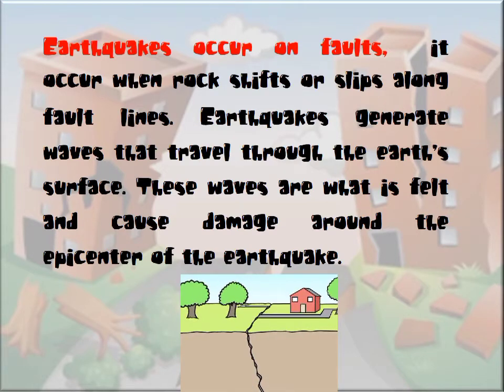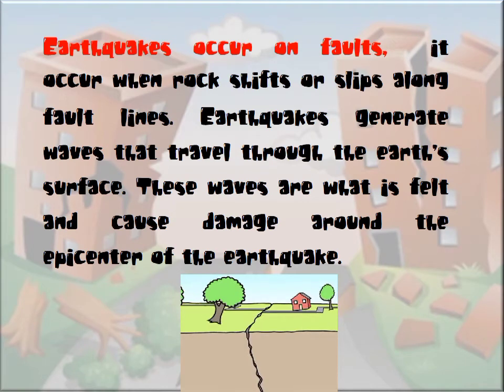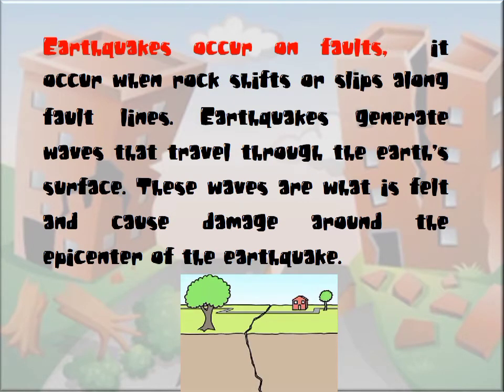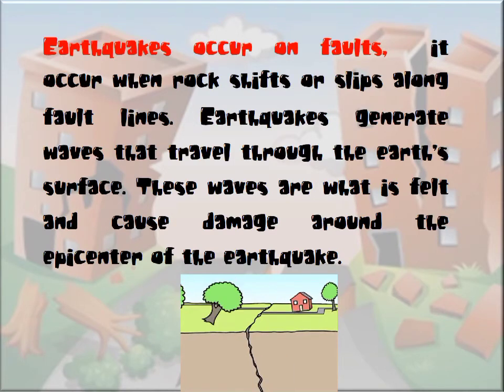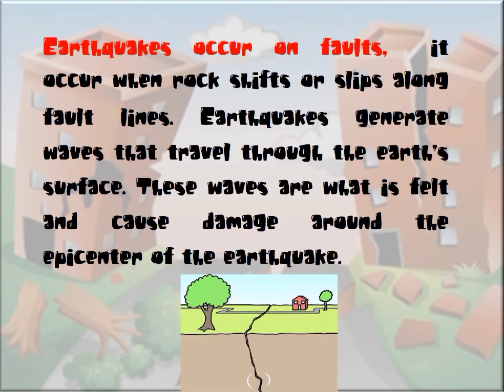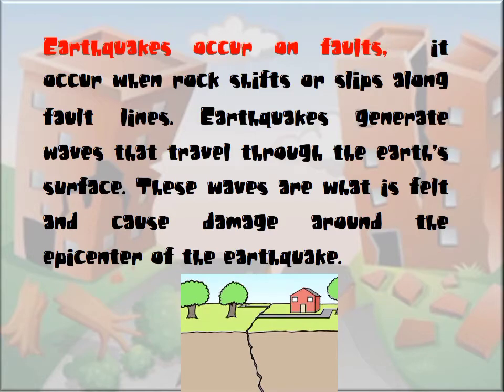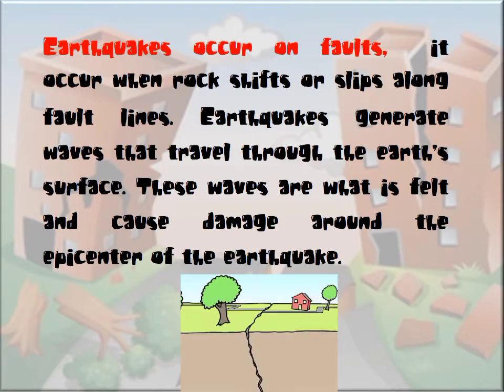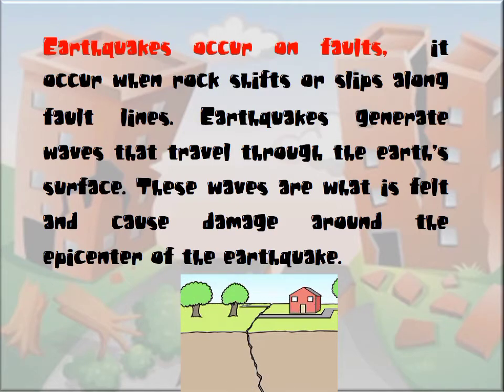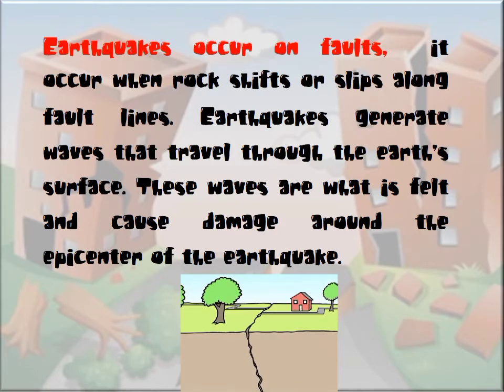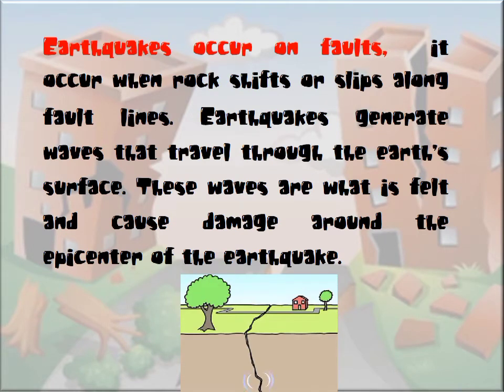Earthquakes generate waves that travel through the Earth's surface. These waves are what is felt and cause damage around the epicenter of the earthquake. When faults move, earthquakes occur, and then these earthquakes generate waves that travel in the earth. These waves are responsible for the shaking and grinding in the Earth's surface that cause damage on the buildings, houses, and other infrastructures, and even damages in nature itself.